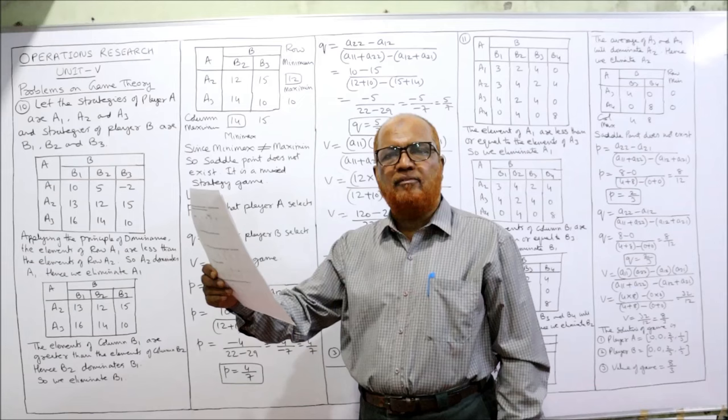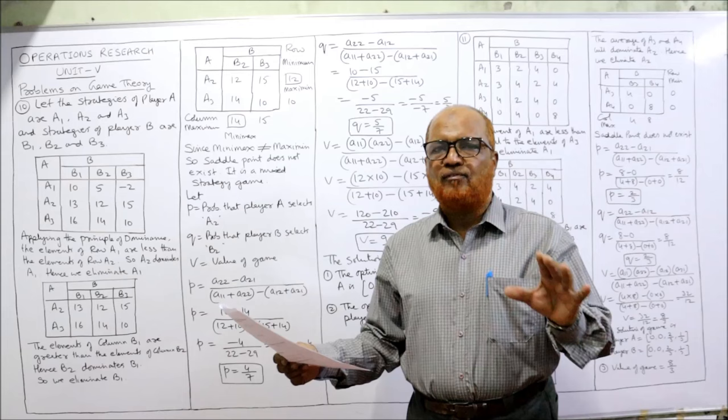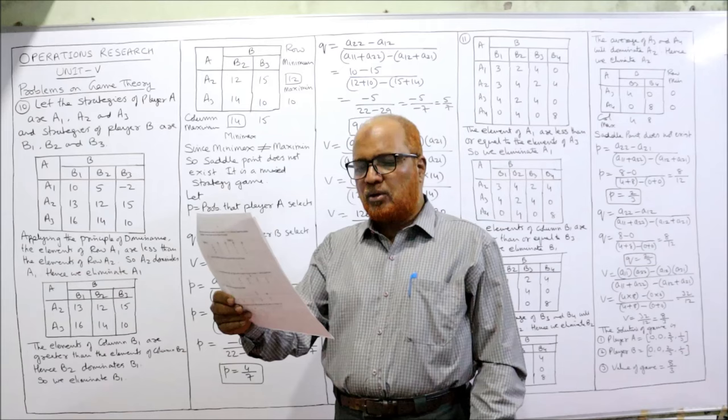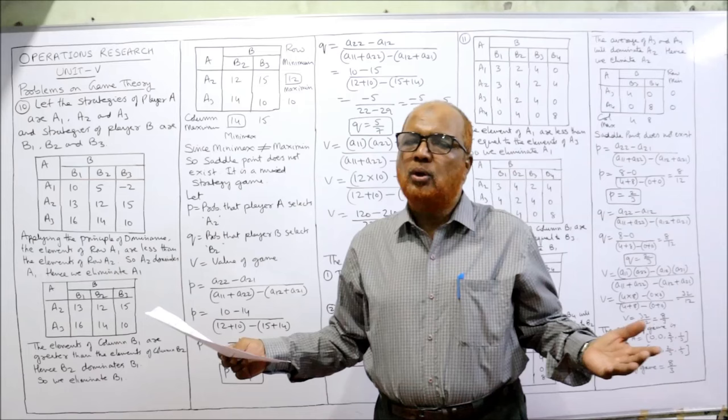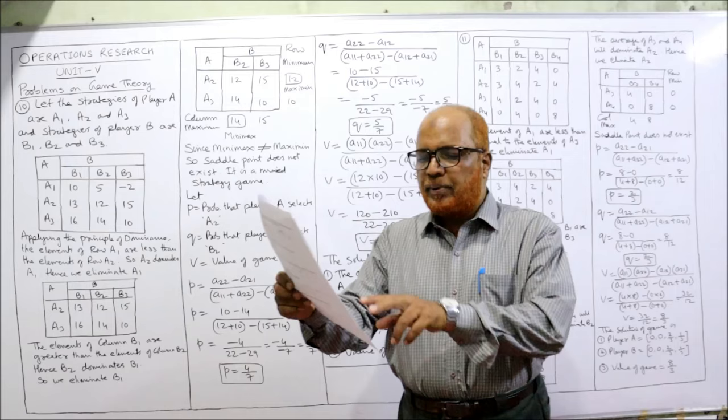So instead of writing all these names, we simply write that the strategies for firm A are A1, A2, A3. A1 means no advertising, A2 medium advertising, and A3 heavy advertising. Similarly, for firm B we have B1, B2, B3. B1 is no advertising, B2 medium advertising, and B3 heavy advertising. So the payoff matrix is given.